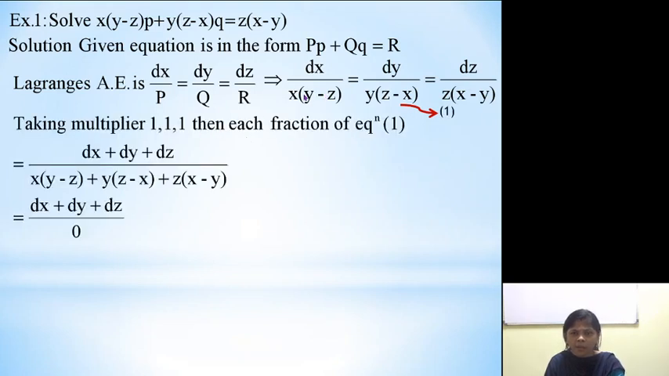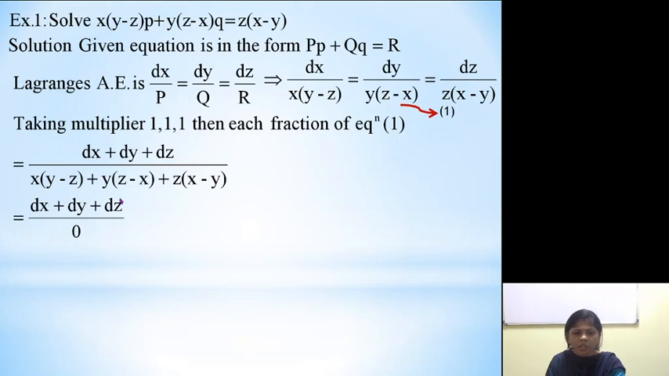When we have certain quantities in a fraction with the same power, and they are in cyclic rotation, then these constant multipliers are sufficient to get the results. So taking multipliers 1, 1, 1, each fraction of this equation must be equal to, by the component property, 1 times dx, plus multiply and divide by 1 again, dy, plus the last one. So each fraction is equal to dx plus dy plus dz upon x into y minus z plus y into z minus x plus z into x minus y.